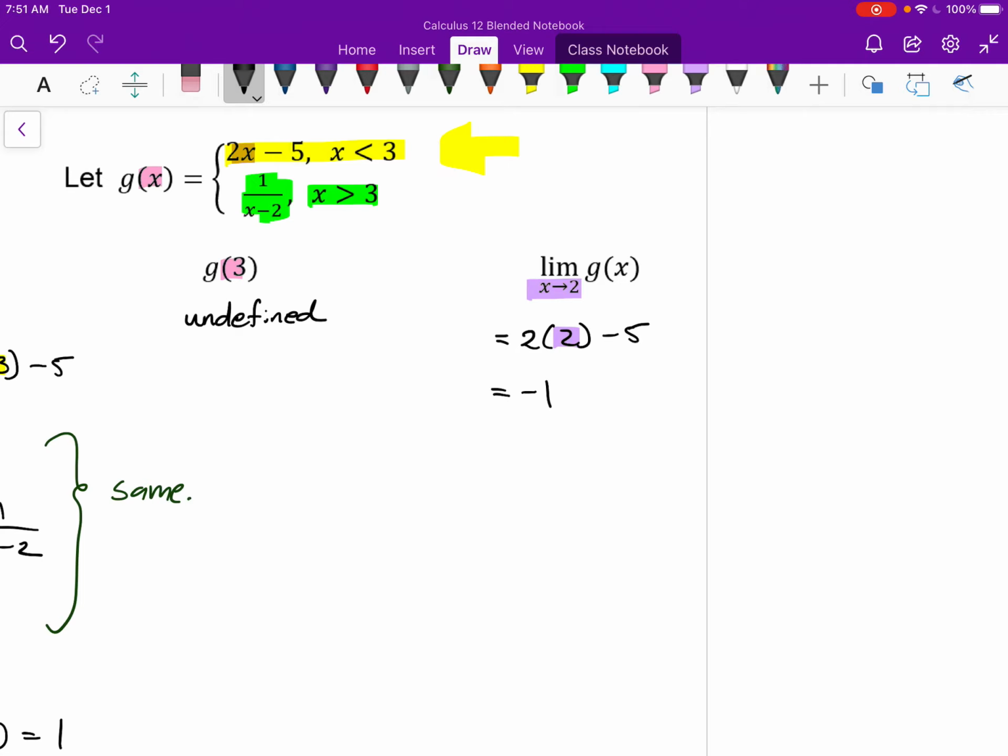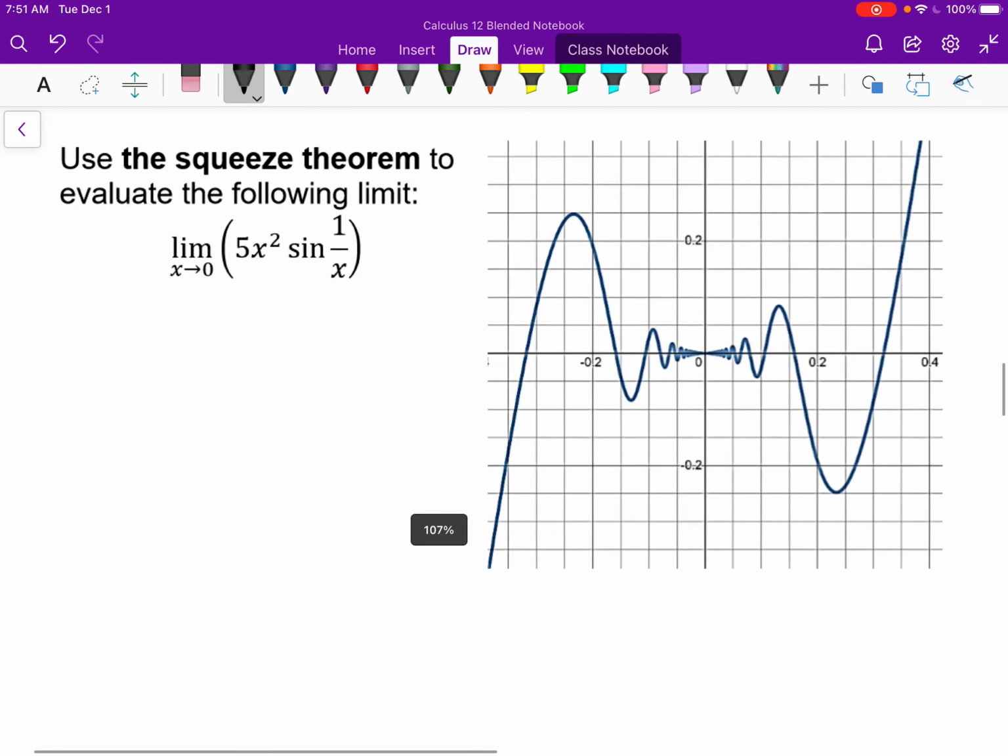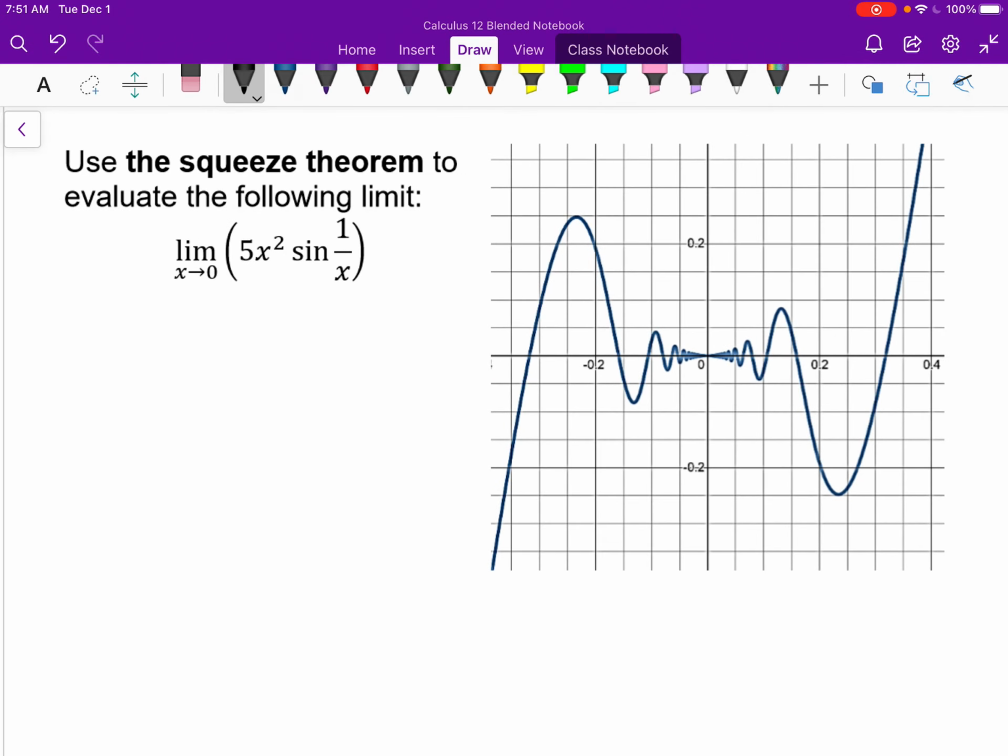All right. So the last thing I want to talk about is something called the Squeeze Theorem, or the Sandwich Theorem, which is actually something it's called. And the idea is finding the limit of something like this, in which if we look at this graph, this kind of weird graph, this is the graph of 5x squared times the sine of 1 over x.